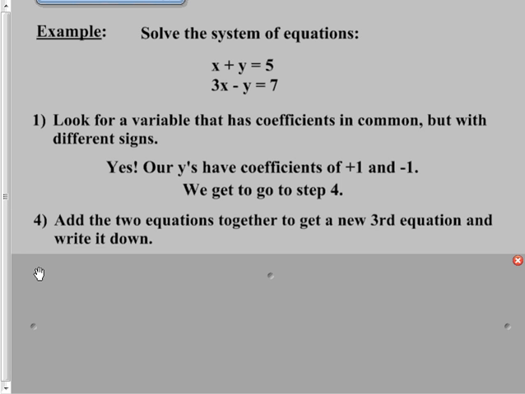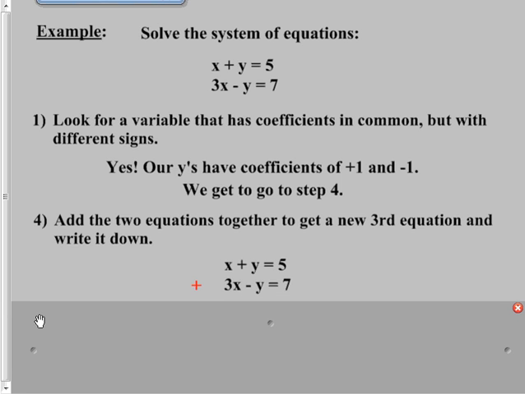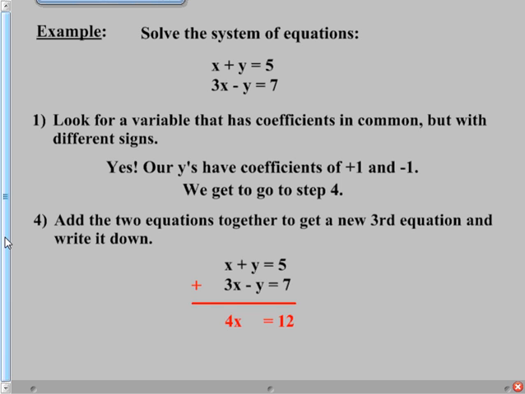Step 4 tells us to add the two equations together to get a new third equation and write it down. So we're going to add our two equations together. You have 1x plus 3x's. That will be 4x's. We have a positive 1y. We have a negative 1y. When we add these two equations together, that will give us 0 y's. And then on the right side, we have 5 plus 7. That is 12. Our new equation is 4x equals 12.